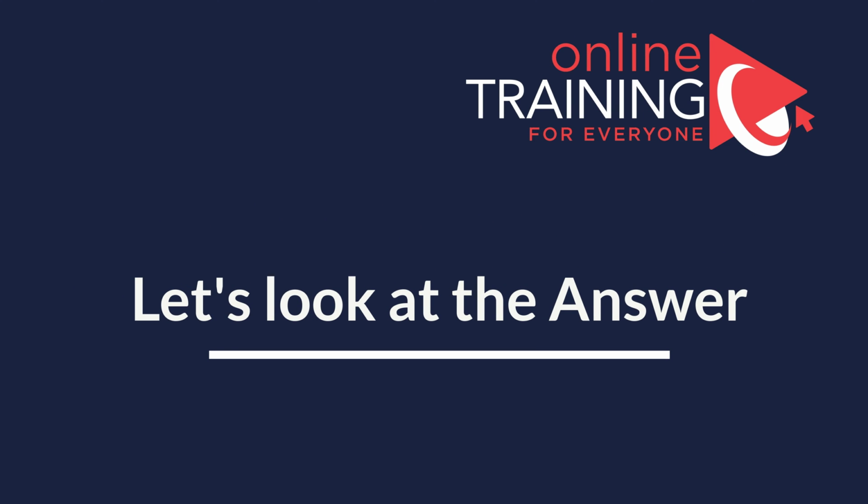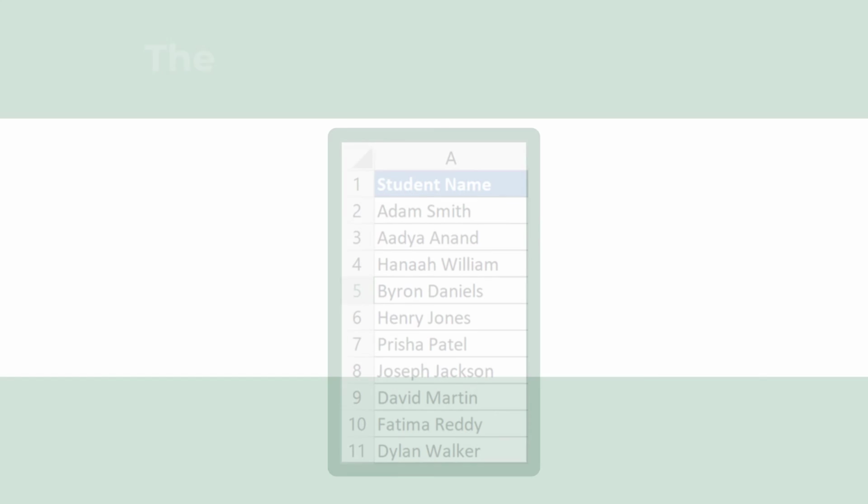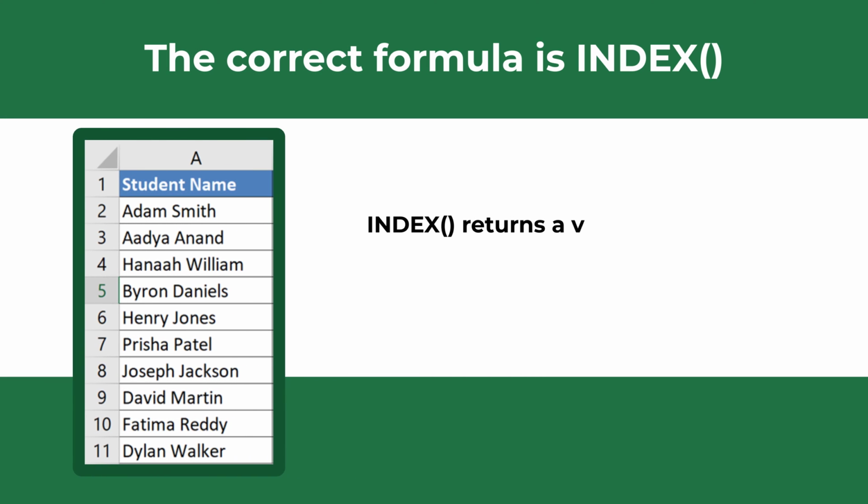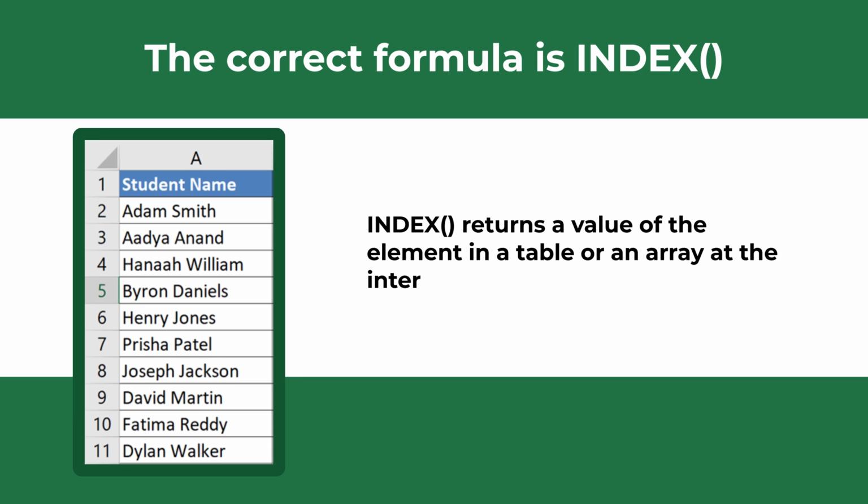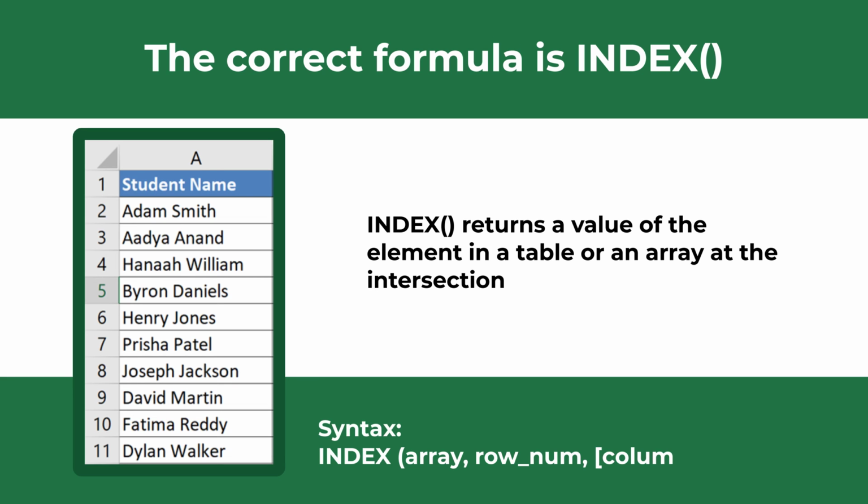As you might have figured out, the correct formula is index. In fact, index returns a value of the element in the table or in the array selected by the row and column number indexes. When entering index formula, you need to enter the array and provide the row number. The column number is optional.